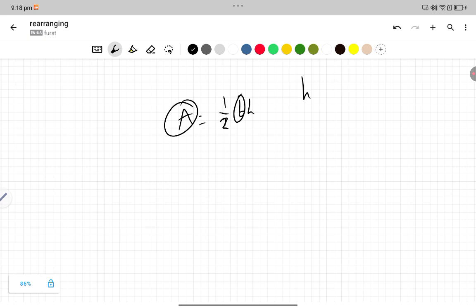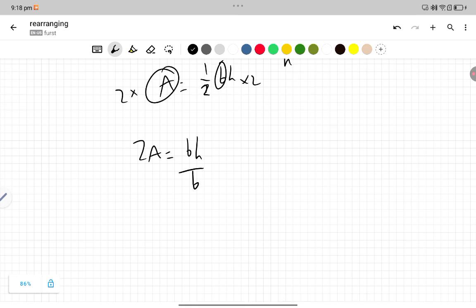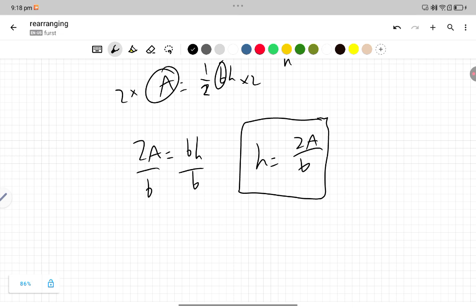H is being divided by 2. How can we get rid of that? We multiply by 2. Multiply both sides by 2. 2a equals bh. Now h is being multiplied by b. What's the opposite of multiplication? It's division. So we divide both sides by b. H equals 2a over b. So given the breadth and area of a triangle, we can use this formula to find its height.